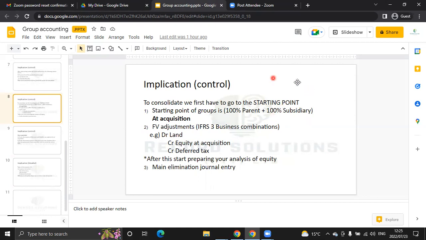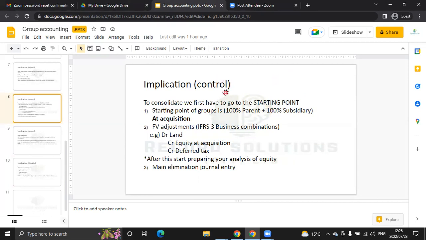That's where we start. So we're going to add the financial records of the parent and the subsidiary, everything added together. Even with the statement of financial position, we're going to add everything together. That's where we start, right?